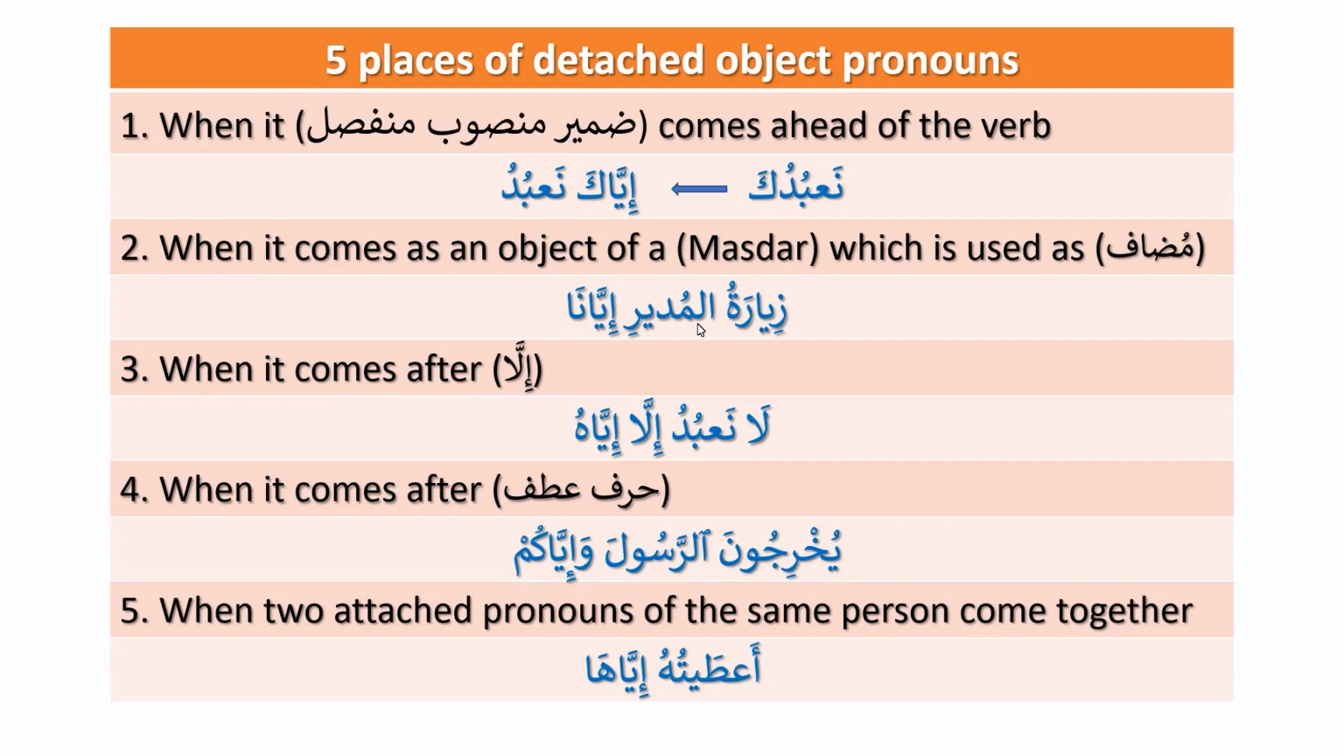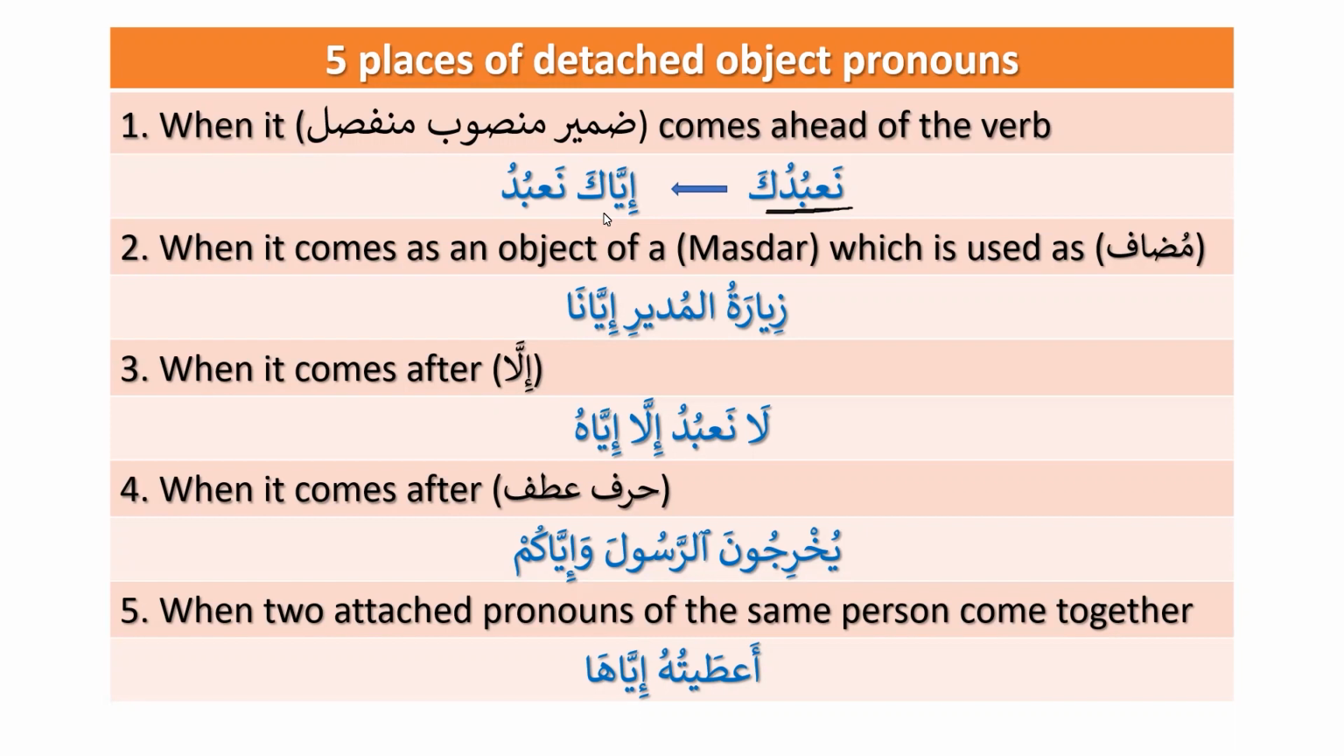We have just a small review of what we learned yesterday, especially about the detached object pronoun and the 5 places where it is used. When it means the pronoun that is detached, ضمير منصوب منفصل, it comes ahead of the verb. Generally we know that the pronoun, the damir, comes after the verb, as we can see over here, na'budu ka. But if we want to bring ka ahead of the verb, we use iyyaka na'budu, as we have in Surah Al-Fatiha, iyyaka na'budu, only you we worship.